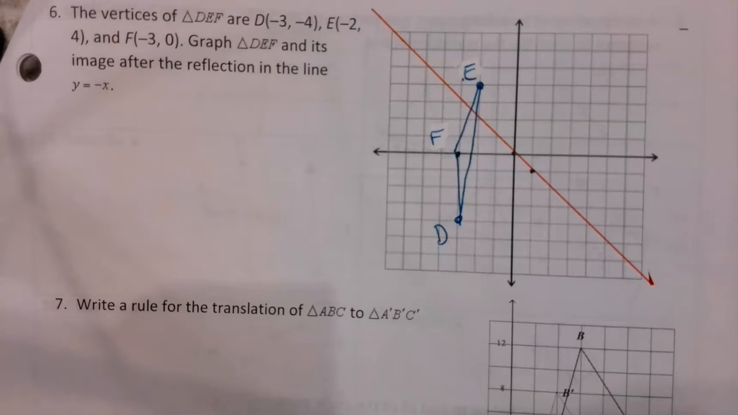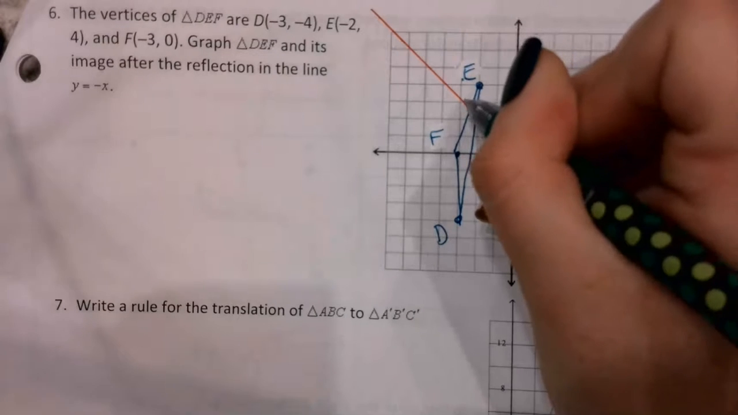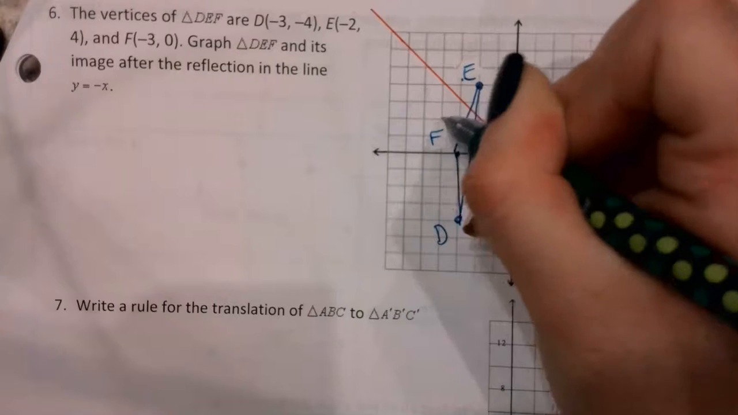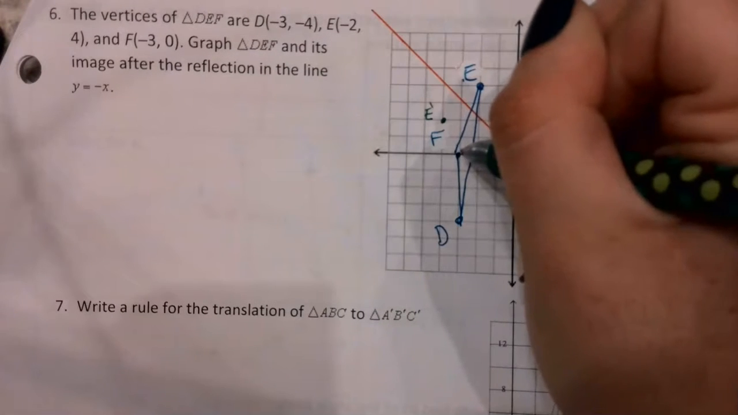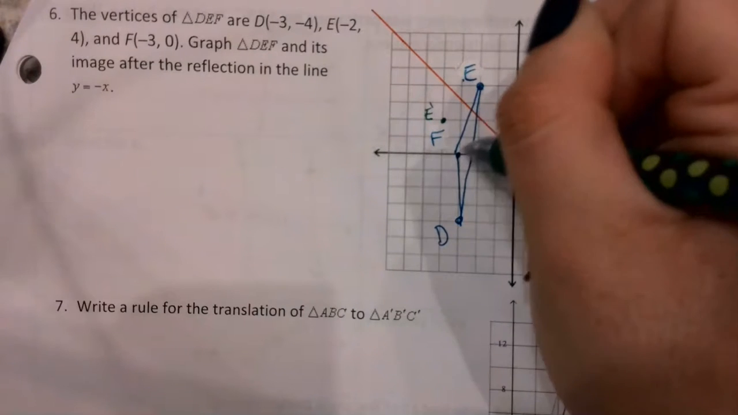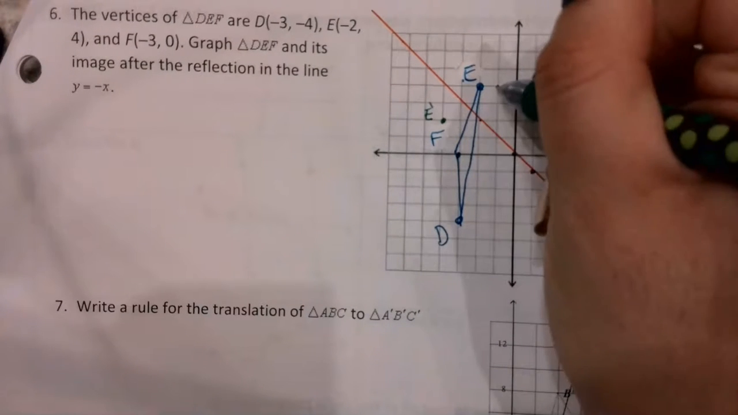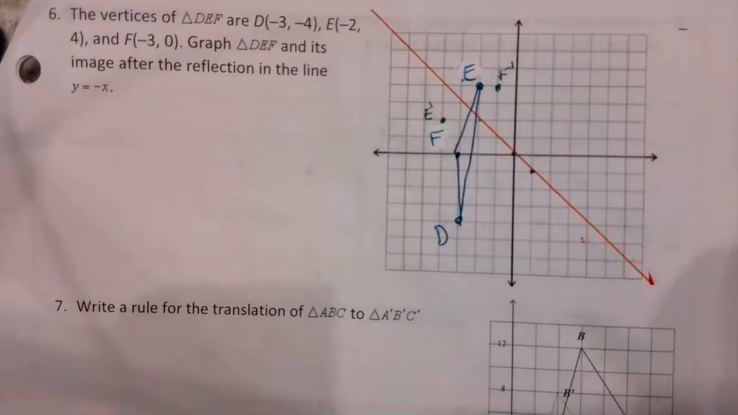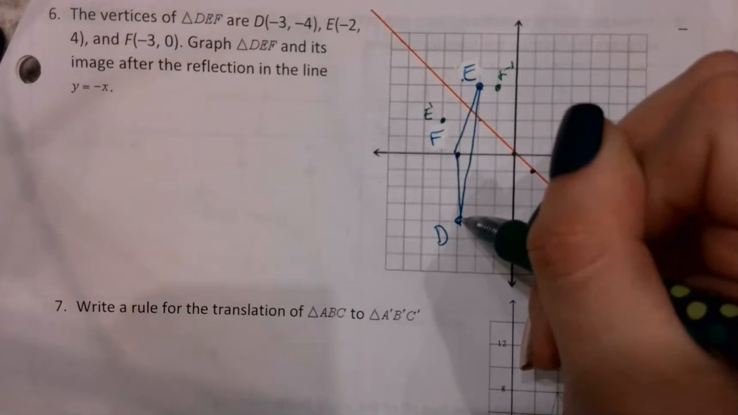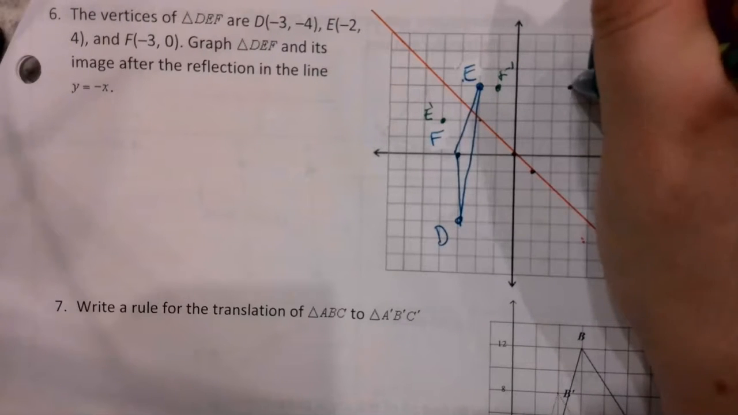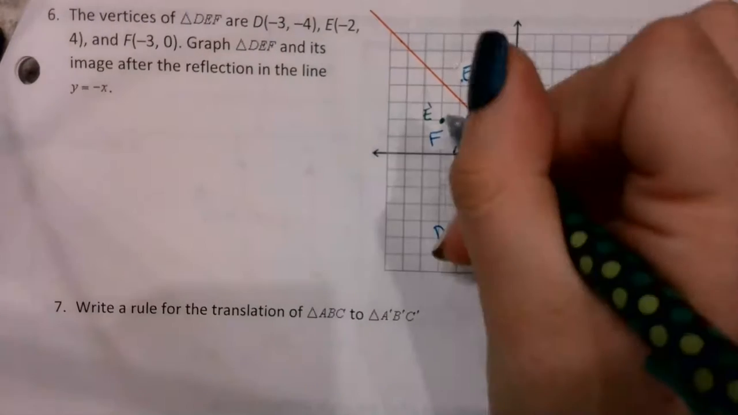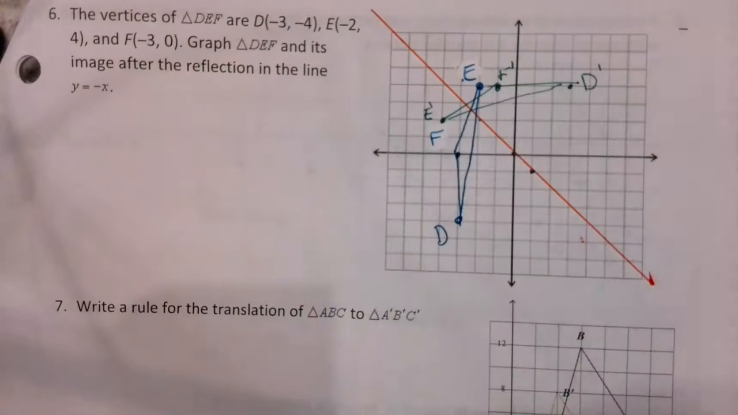Okay, so then I want to see how far, let's use green. This E is one diagonal away, so I want my new E to be one diagonal away. My F is up 2 over 1 away, so I want my new F to be up 2 over 1 away. My D is up 3 over 4 away, so I'm going to go up 3 over 4 away for my new one. Then I connect my points, and that's what my new triangle looks like.